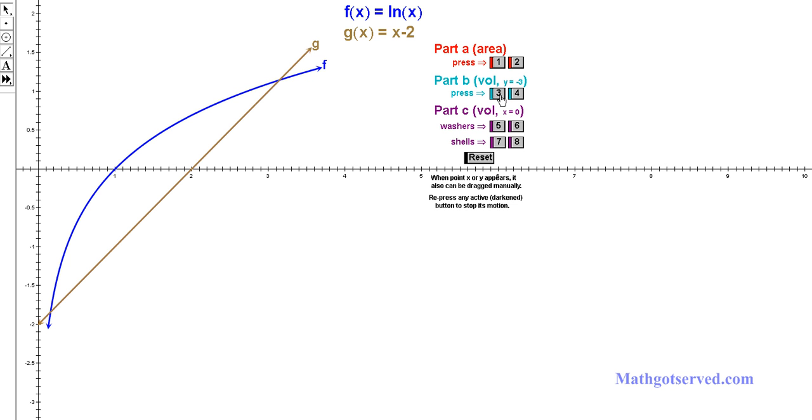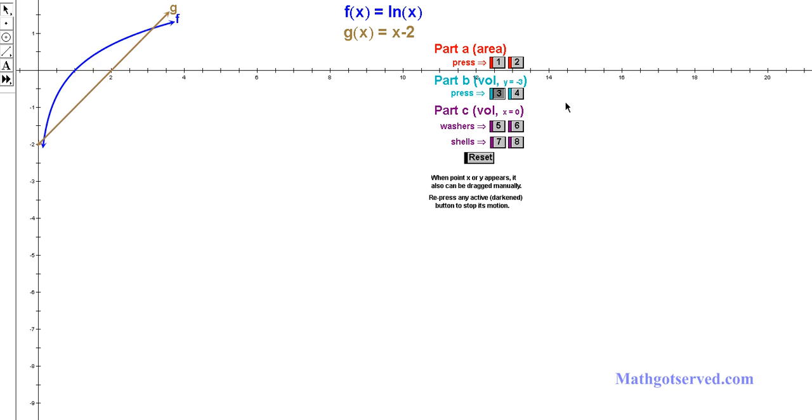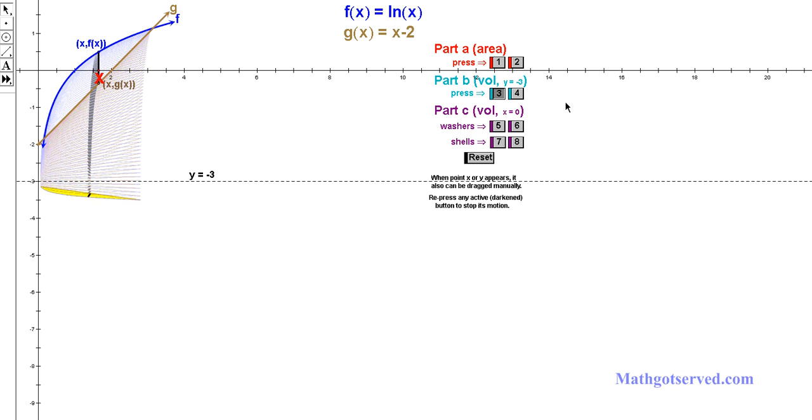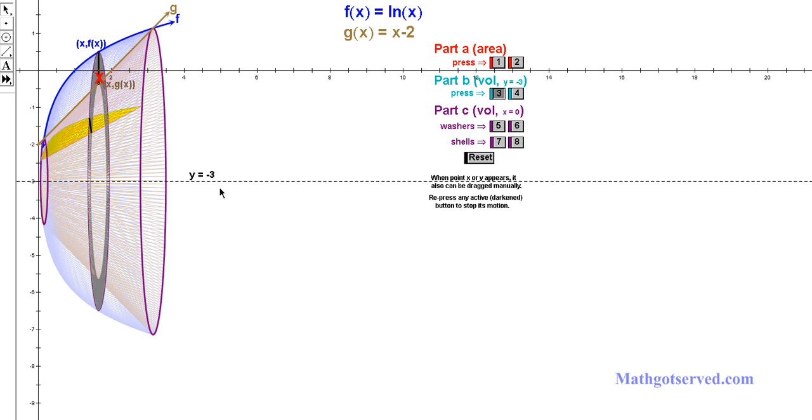First thing we're going to do, let me show you what the resulting region will look like. If we take that area and rotate it around y equals -3, we can see that y equals -3 is clearly beneath the two functions. And then there goes our slice right there, that little washer that we were trying to create. All right, so that's what it looks like.